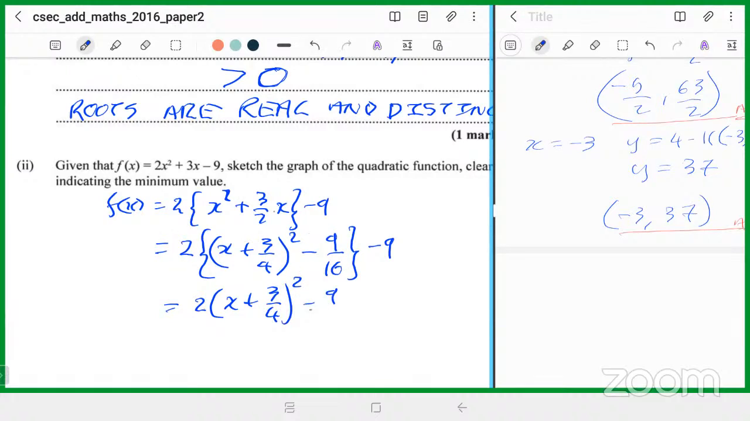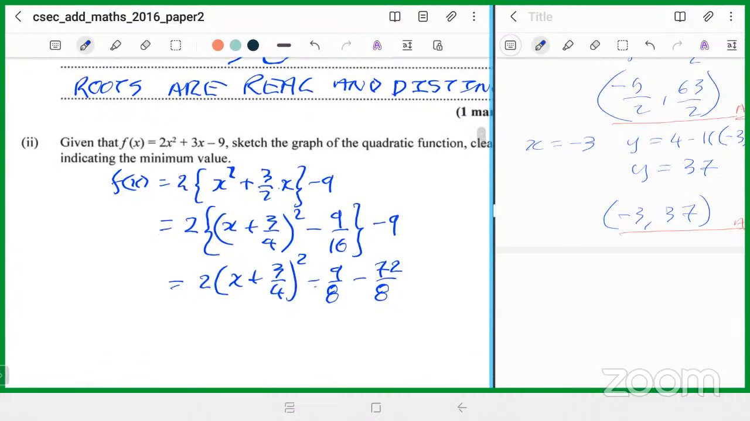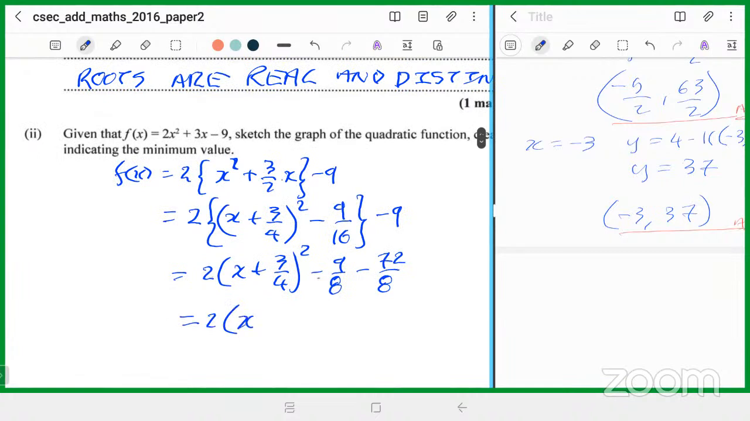That's negative 9 over 8. I want this to become something over 8, so I'm going to multiply by 8 over 8. It becomes 72, so I'm going to put minus 72 over 8. And so it becomes 2 into (x + 3/4) squared.